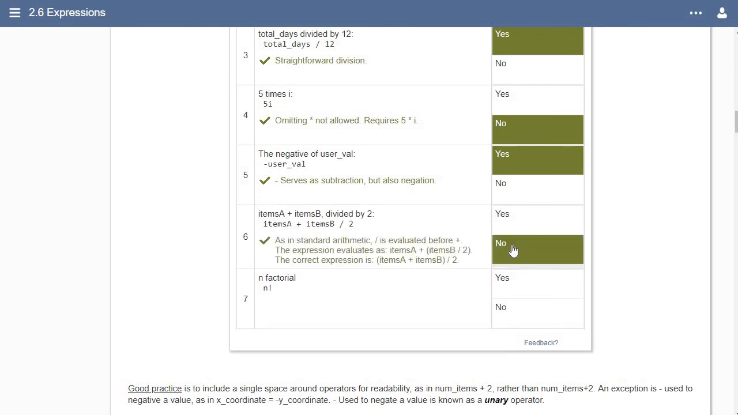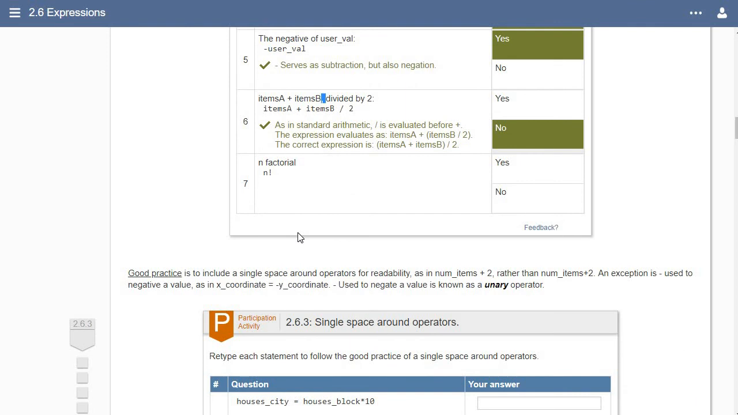So let's see if I'm right. Yep. I wasn't sure because I've never used this textbook before. I wasn't entirely sure if that's what they meant when they did it like that, but it was. In order to do item A plus item B first, we would have to put those in parentheses, which we'll get to in just a second.